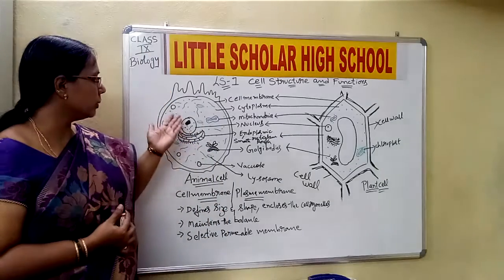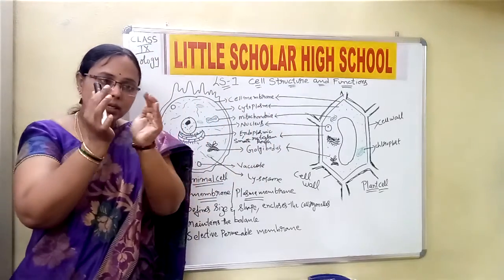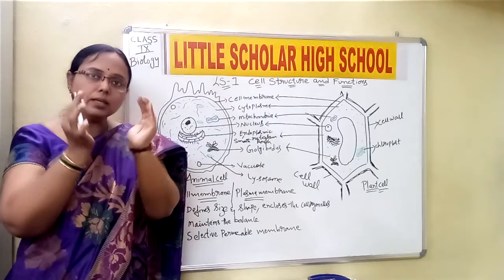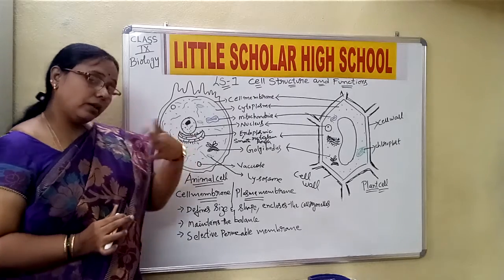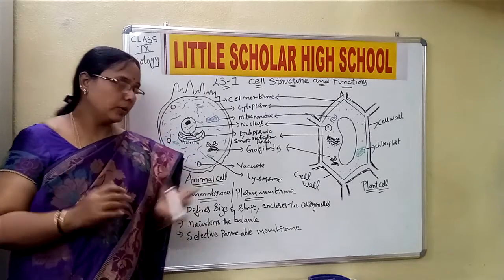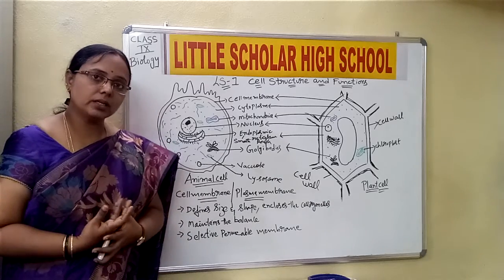That means we have seen many cell organelles inside the cell. Yes or no? All the cell organelles are intact because of the cell membrane. Okay children. Now, what is the next importance of the cell membrane? It maintains the balance, children. What do you understand by it maintains the balance?